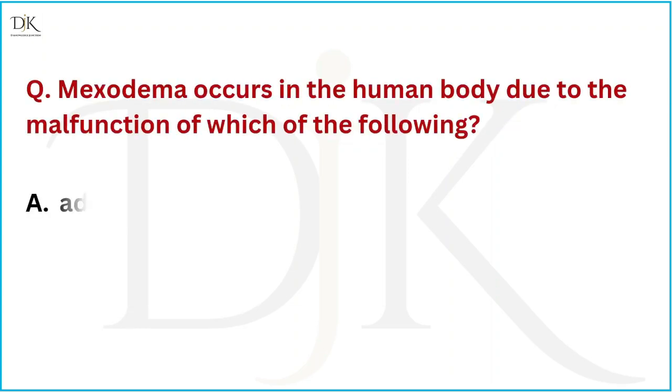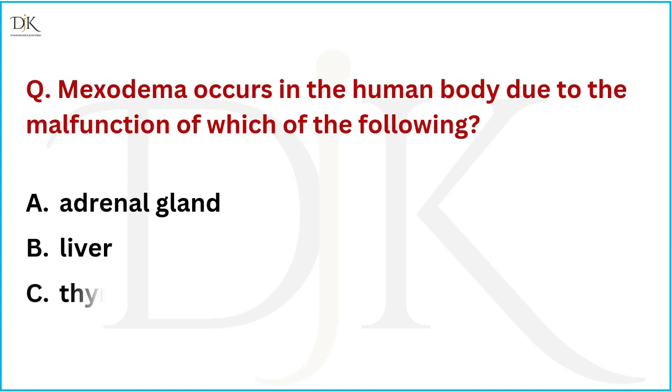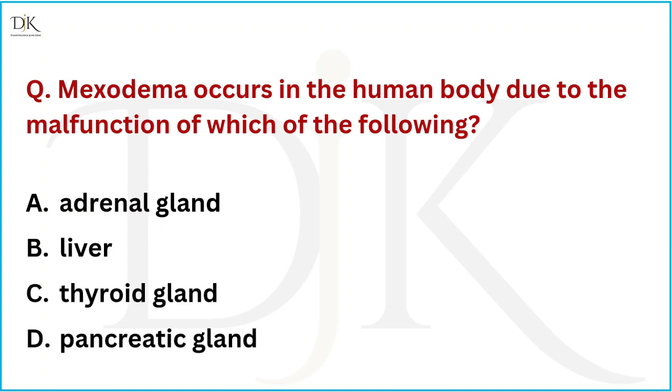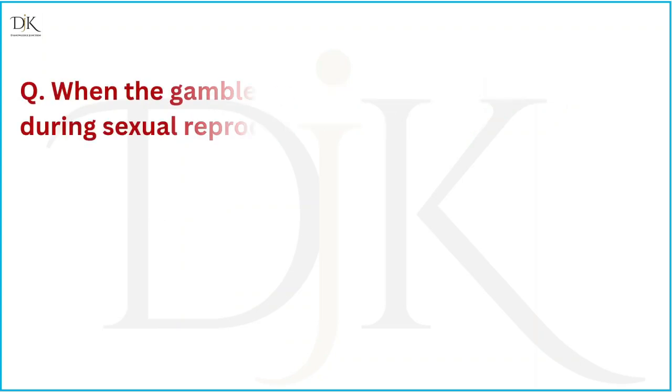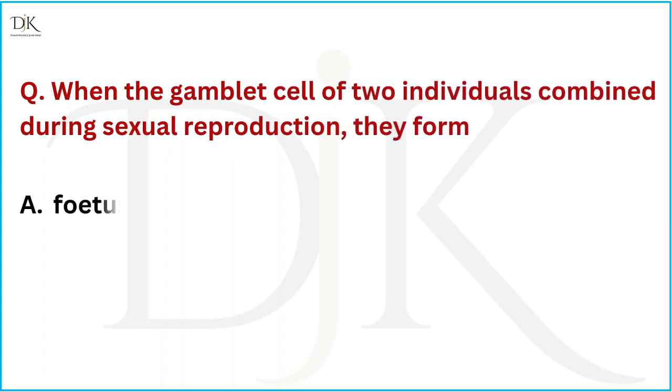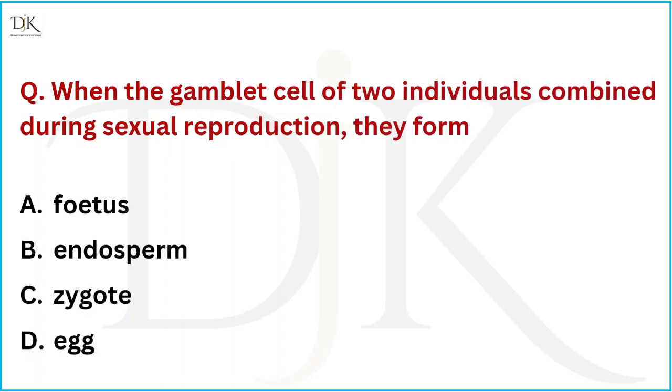Myxoedema occurs in the human body due to the malfunction of which of the following? Right answer is thyroid gland. When the gamete cell of two individuals combine during sexual reproduction, they form? Right answer is zygote.